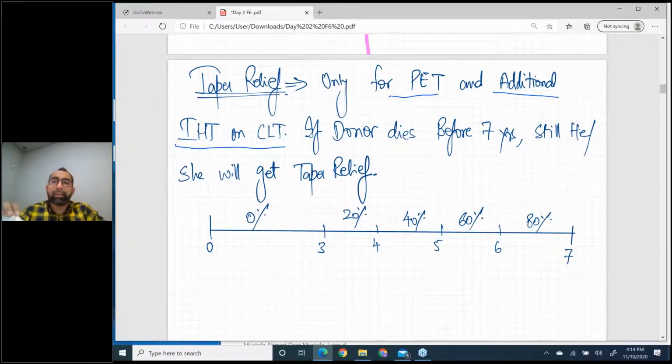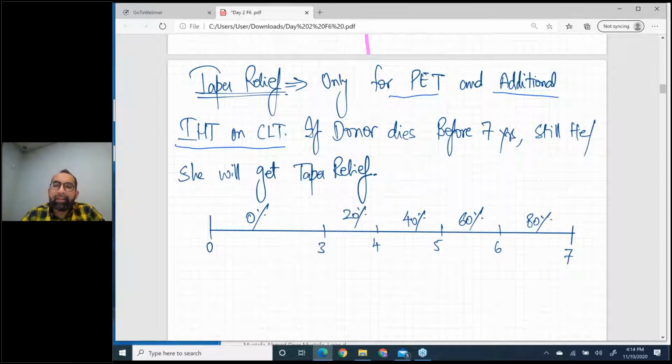Now listen, what were the rules? Let us say the donor gifts an asset now, and he dies after 7 years. Then 0% tax, no tax. The donor did PAT now, and he died after 7 years. After 7 years of PAT, 0% tax. But you know, the tax department has given one more favor. If you die before 7 years, or I should say if you die close to 7 years, then you will get a new relief which is called taper relief.